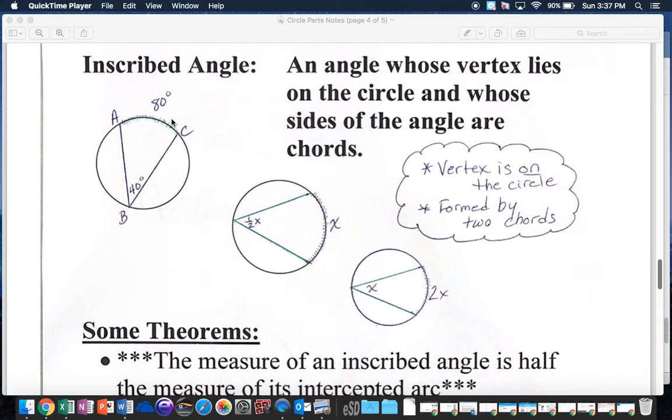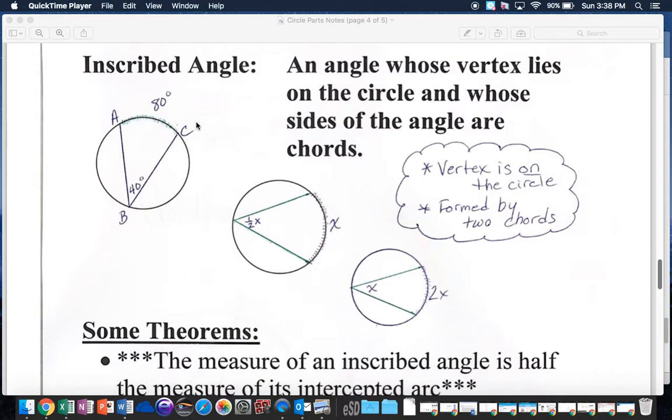Part 3. So now this other kind of angle is called an inscribed angle. An angle whose vertex lies on the circle and whose sides are chords. So the vertex is on the circle and it's formed by two chords. And it's always going to look like this. So get used to that. The visual identification piece is what causes kids problems, where they get all these different kinds of angles mixed up. So really connect what an inscribed angle looks like.